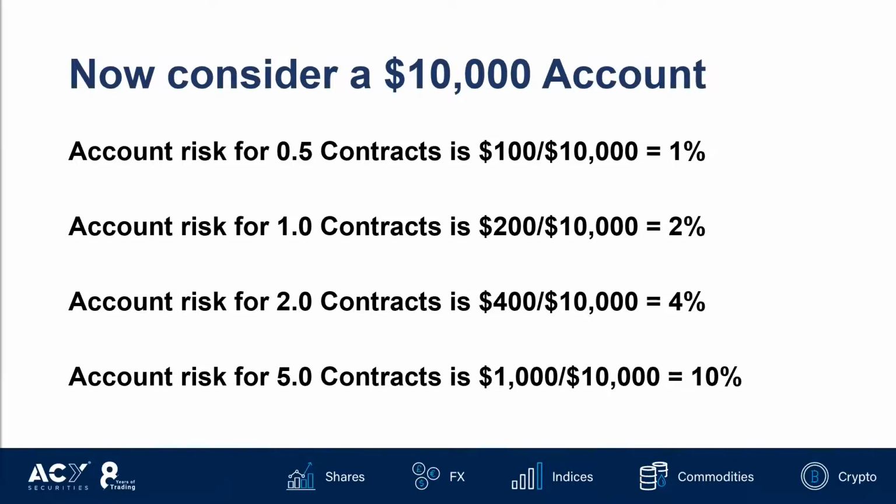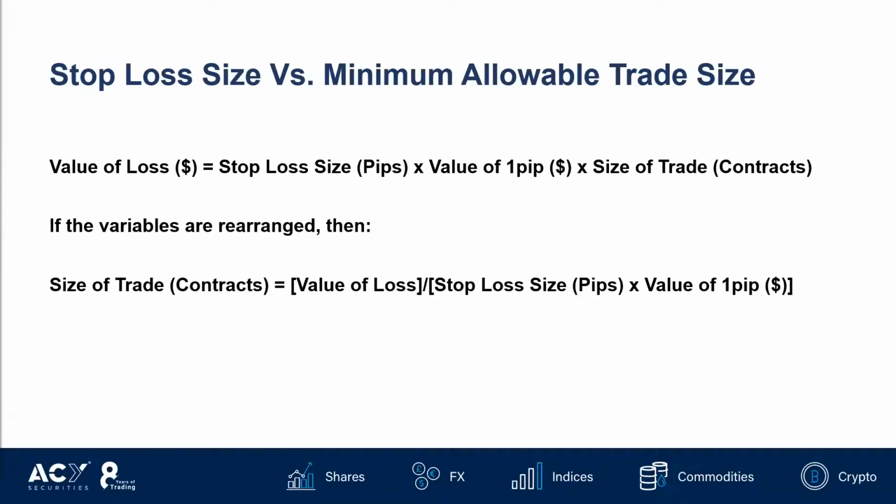So when we move into the idea of stop loss sizes, we need to consider the stop loss size itself versus the minimum allowable size of a trade. The value of loss equals your stop loss size in pips times the value of 1 pip times the size of your trade in the number of contracts. If we rearrange those variables, we get the size of the trade that we're really allowed to use for that account type. That's the second equation that I've got there below.